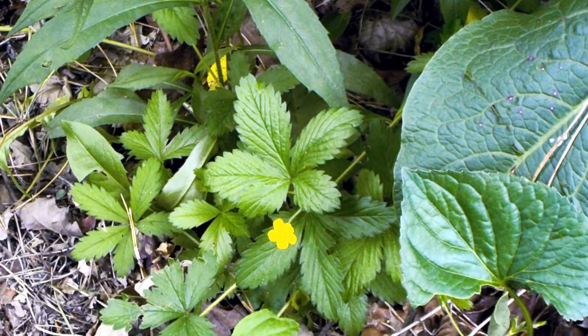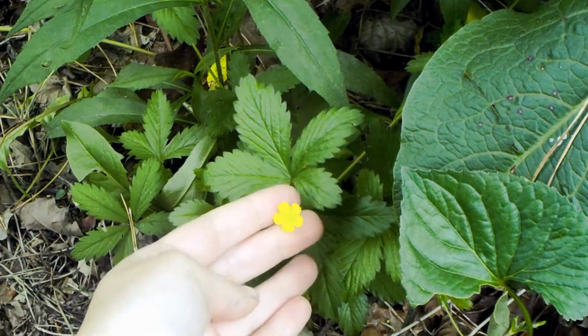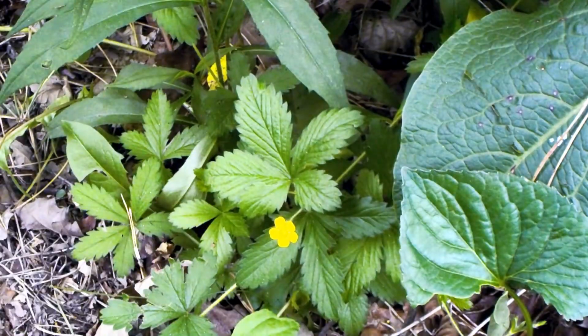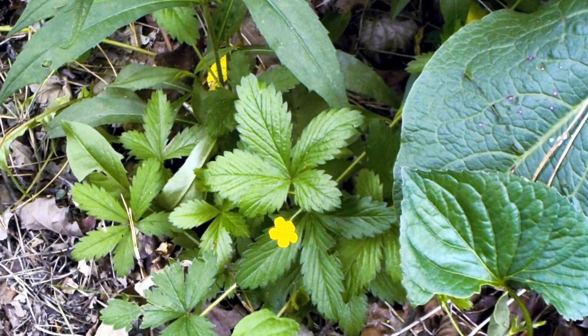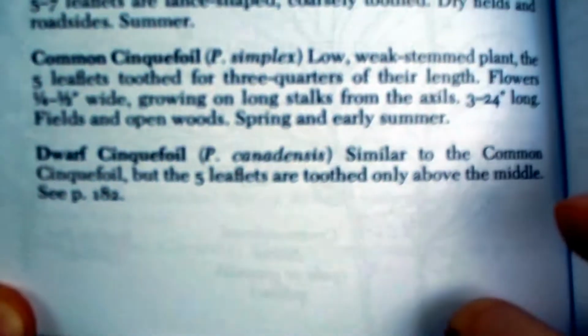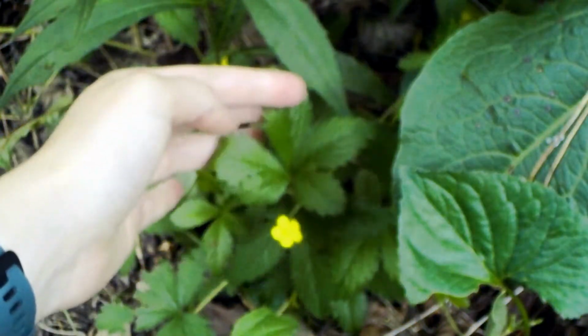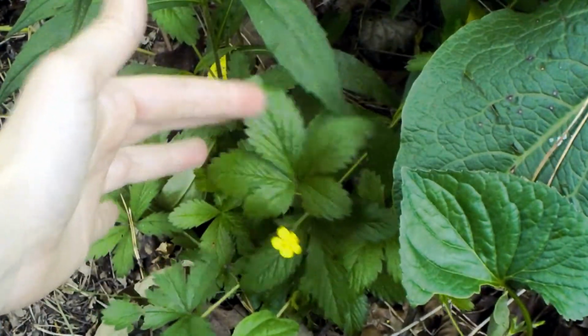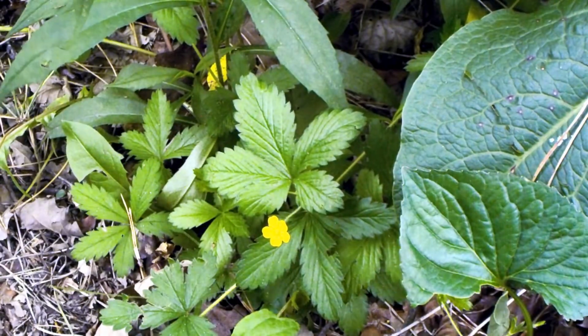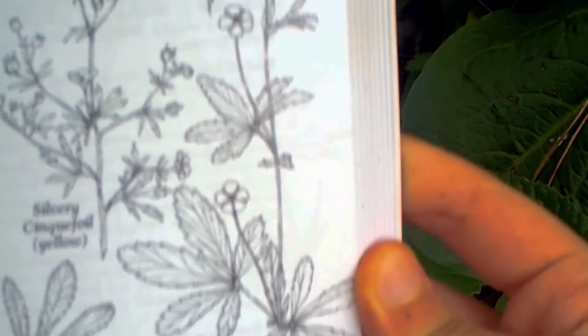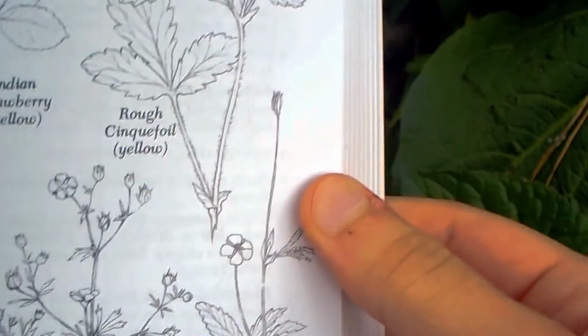It is early summer right now, and we did measure the flower, and it was about 1/2 inch. So I think this fits the description pretty well. If you read the next one, it says it's similar to the common cinquefoil, but the 5 leaflets are toothed only above the middle. And I do think that these are toothed 3/4 of the way rather than halfway. So I think that this plant is the common cinquefoil. And then right here, if you want to look at the image, it does look very similar to this. So I think that confirms it.